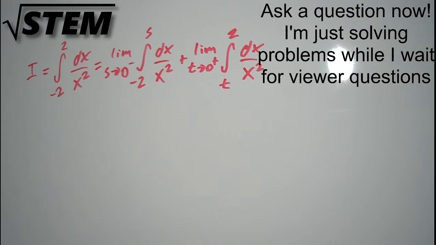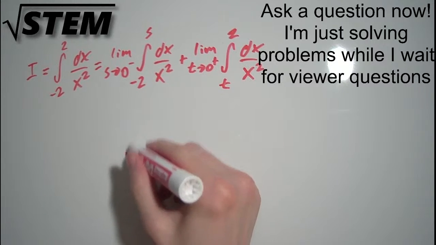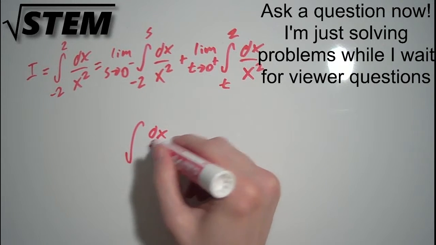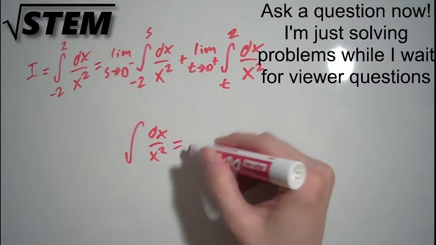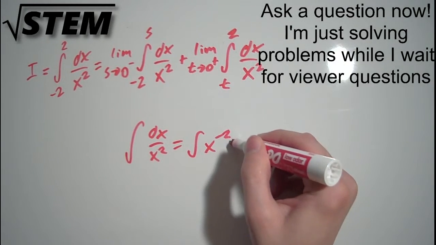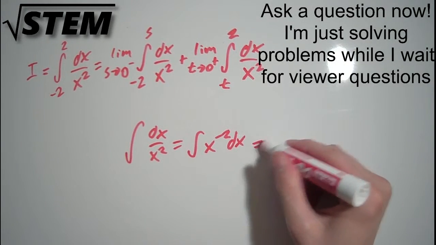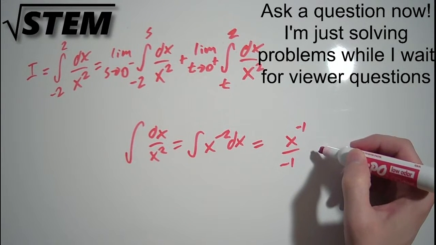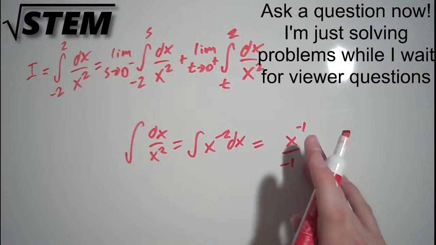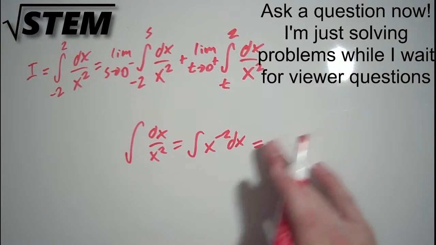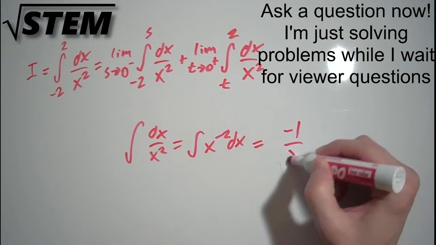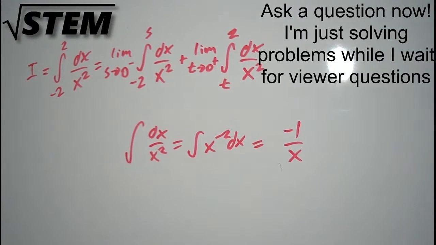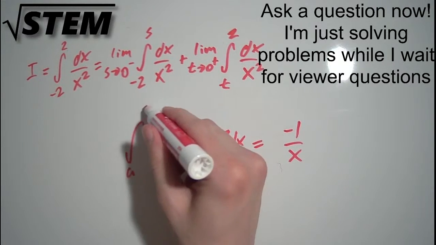So, in general, the integral of dx over x squared is the integral of x to the -2 dx. And that's x to the -1 divided by -1. So each one of these will be -1 over x. And then we'll evaluate it from its boundaries.